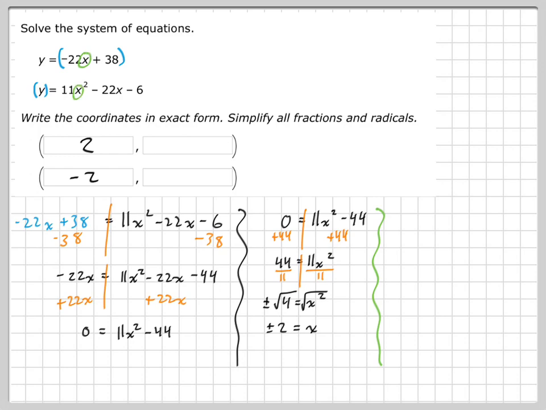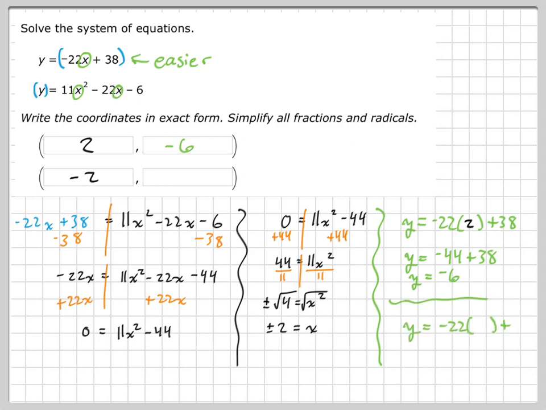And so the way you guys find the y values is you take the x's that you get and you plug them in. And you can pick any equation. I'm going to pick this top one because that one's easier. So I write it out. I put my first x inside, and then I simplify. So I get negative 44 plus 38. I get negative 6. I have to do it again for the other one. And so I plug in negative 2. And when I simplify that, I get 82. And now it's done.